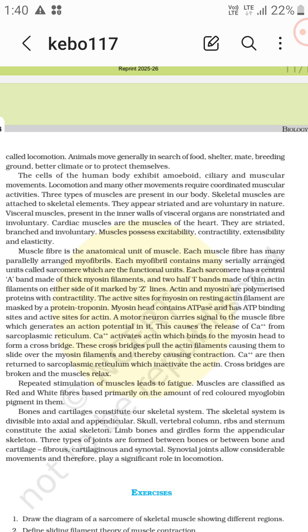Bones and cartilage constitute our skeletal system. The skeletal system is divisible into axial and appendicular. Skull, vertebral column, ribs and sternum constitute the axial skeleton. Limb bones and girdles form the appendicular skeleton. Now three types of joints are formed between bones.